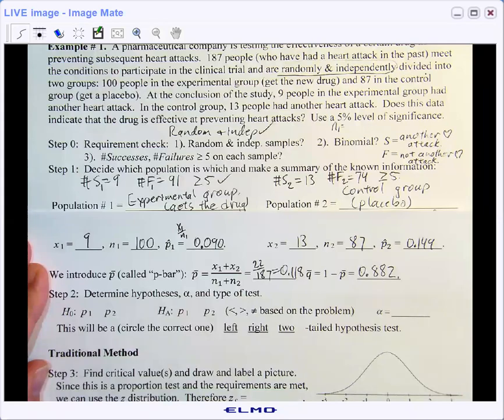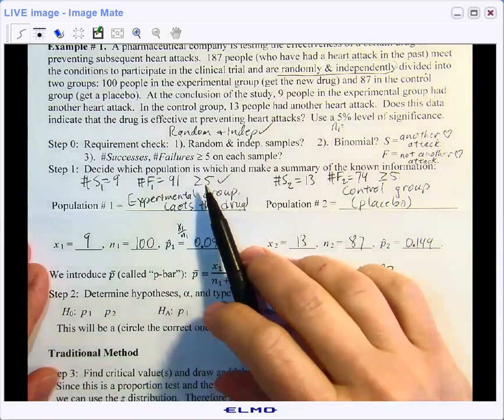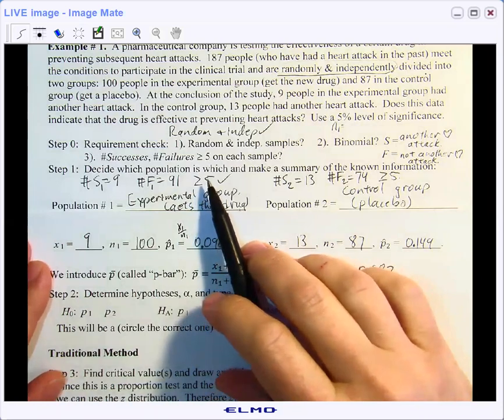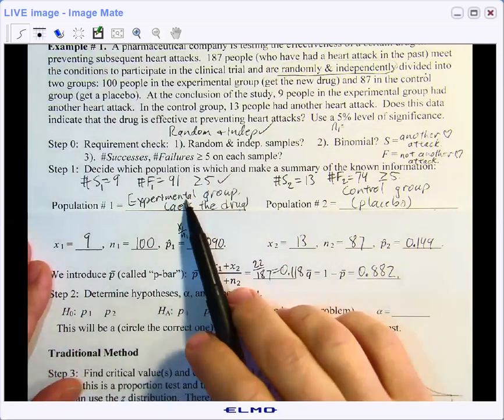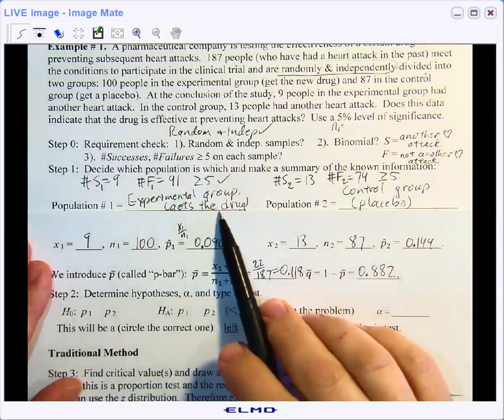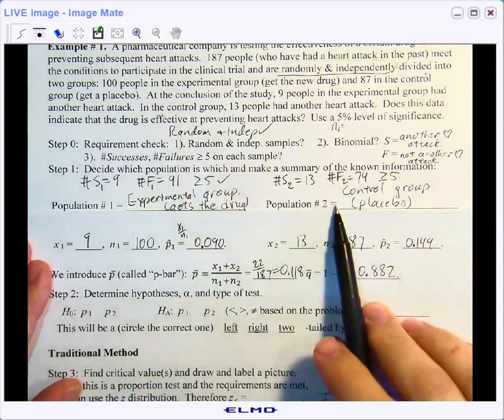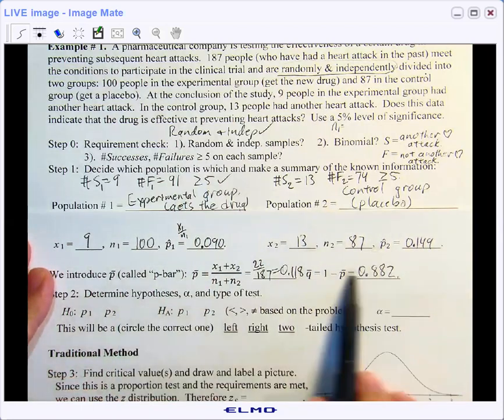Welcome back to part 2 of Inferences about two population proportions. Remember that we were working on a problem where we're testing to see if the drug is effective at preventing heart attacks. And so we said group 1 was the experimental group, the group that gets the drug, and group 2 was the placebo group, our control group.